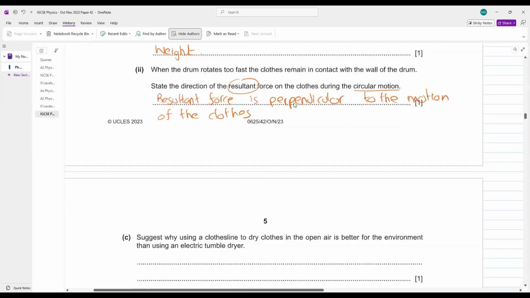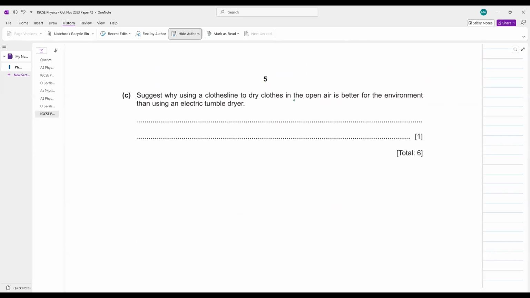That is perpendicular to the clothes as well. Suggest by using a clothes line to dry clothes.